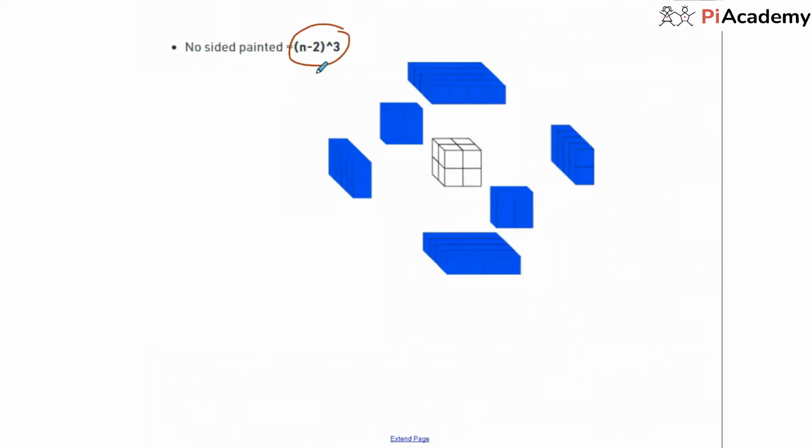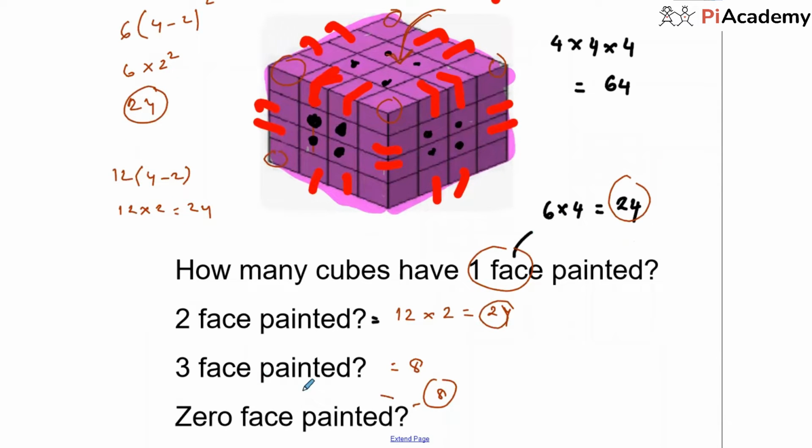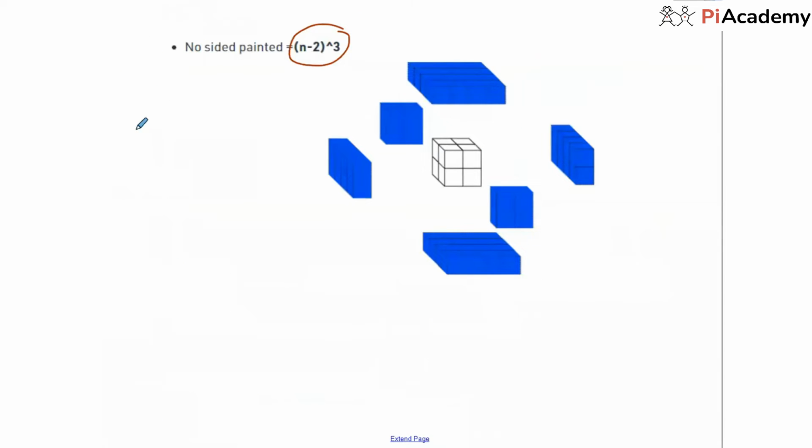This formula will be really useful, because if the question is about zero faces painted, I would have to calculate all these and only then get the answer. But if you know this formula, you can directly calculate (n minus 2) whole cubed. In our previous example, it is (4 minus 2) cubed, which is 2 cubed, which is 8, right? So you get the answer. Does that make sense, guys? Let me write.